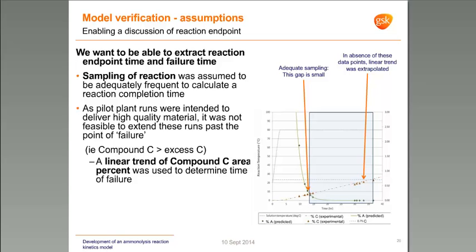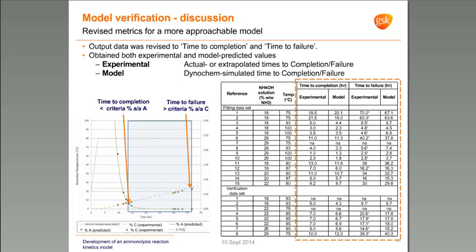And so what that enabled us to do is give each experimental condition or experiment a time to completion and a time to failure. And so actual endpoint of the reaction, which would be the point on the left, and the actual point or the linear extrapolated point at which the C would be in excess and give it a failure point. So those are our experimental columns. For the model columns, what we would essentially do is take each set of conditions and put them in DynoChem and create a simulated time at which the reaction would be complete and at which it would fail. And so we converted our previous metrics, which were all in terms of our raw HPLC data, into these new metrics of time to completion and time to failure.